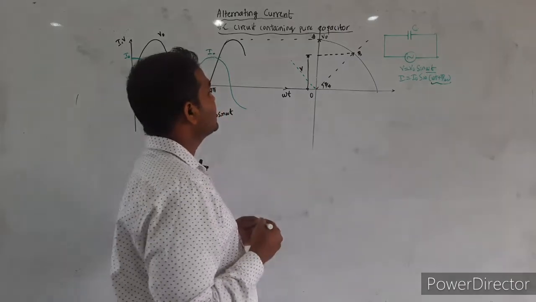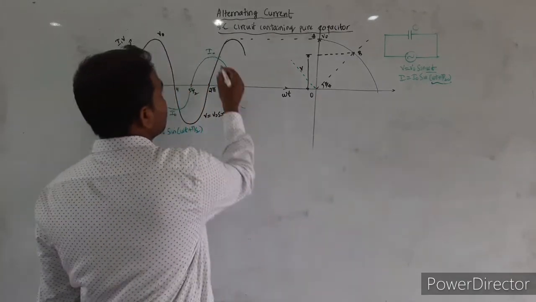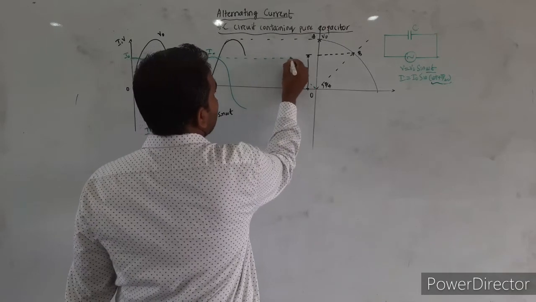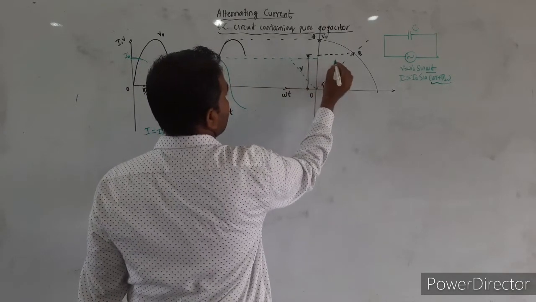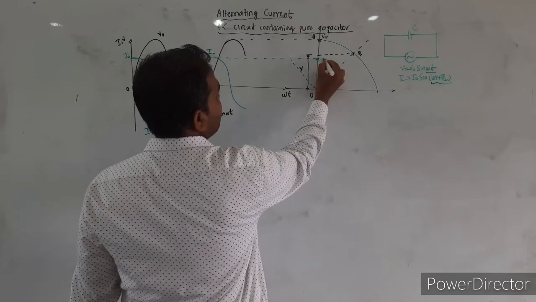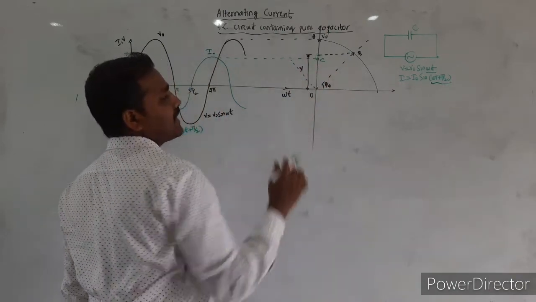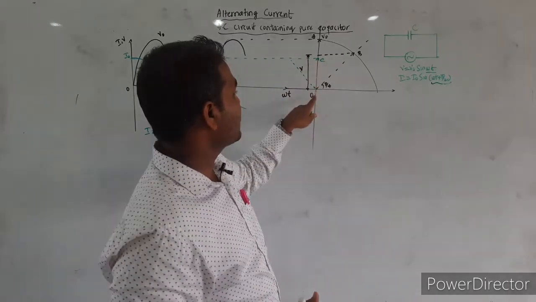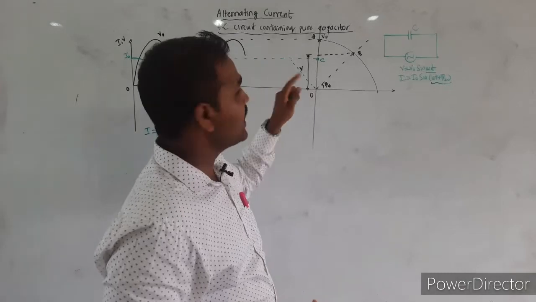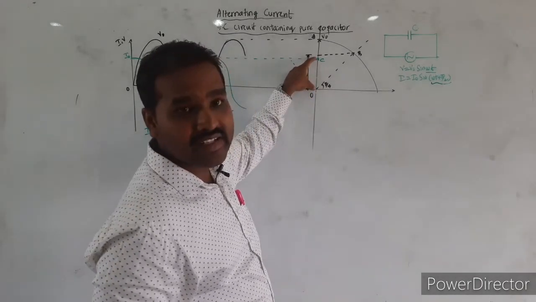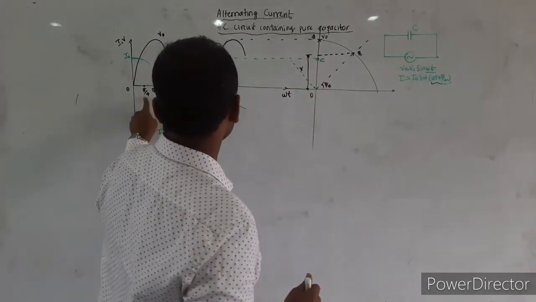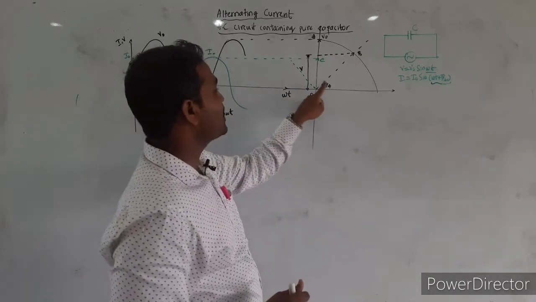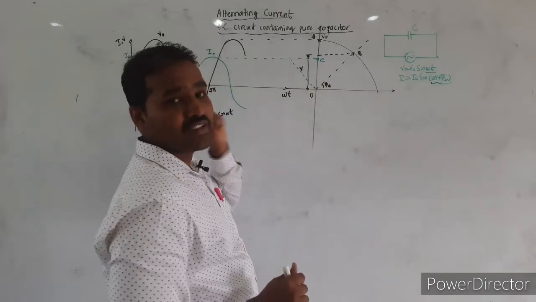And how to get the instantaneous value of current? For that, first project this I naught value on the vertical axis as we did in the case of voltage. Let me call this C. This O to C line will give me the phasor for current. The current vector can be represented by O to C. And this is the position when the angle is 90 degrees, but I am considering the phase angle for voltage as 45 degrees. For that, the phase angle for current will be how much? 45 plus 90 degrees, that is 135 degrees.